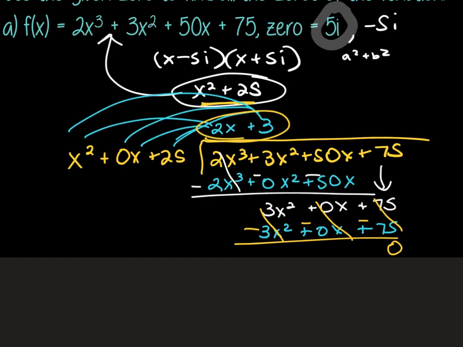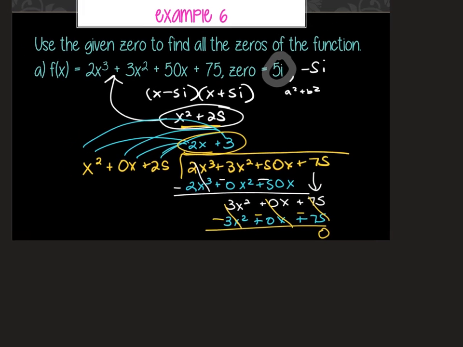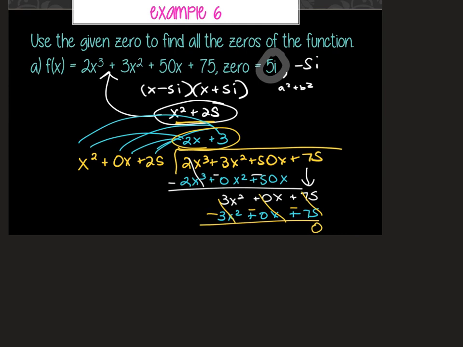Your last factor's at the top, which means the third 0 there is negative 3/2. So when it says find all the zeros, it's negative 5i, positive 5i and negative 3 halves.